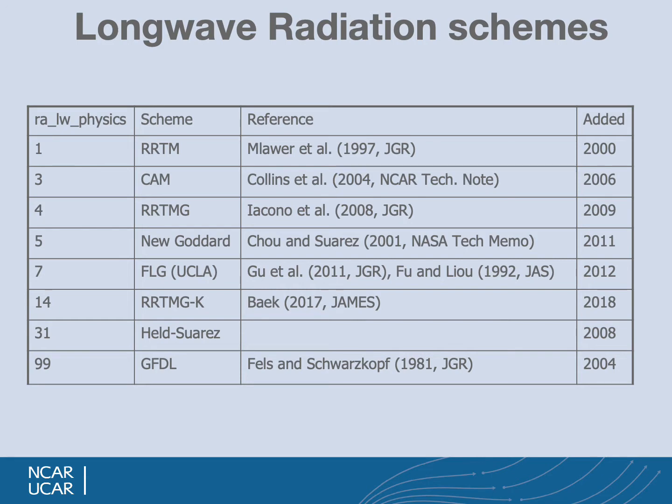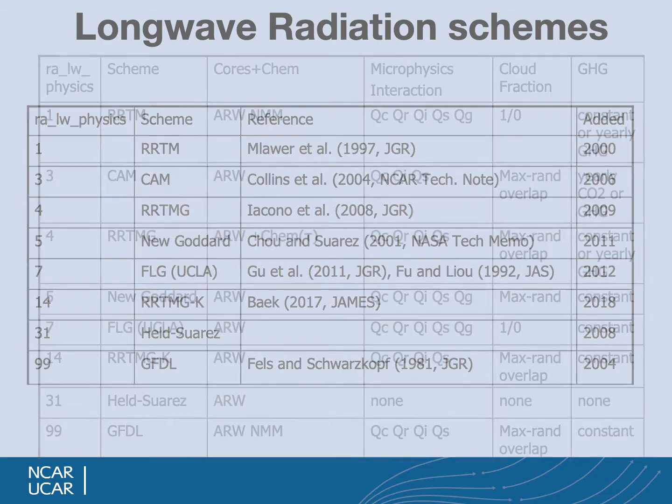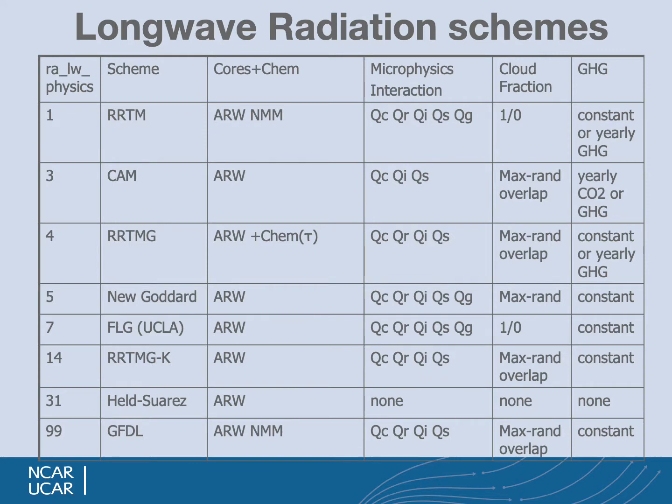WRF has several options for long-wave radiation scheme. I'll not go into all of them in detail. RTMG is the most favored one currently. It is also used at the European Centre and in climate models and in NCAR operational models. This summarizes the radiation schemes in terms of how they interact with the microphysics and what kind of cloud fractions they have, as well as how they deal with greenhouse gases. They have a variety of methods, and I'll go into those in more detail later.